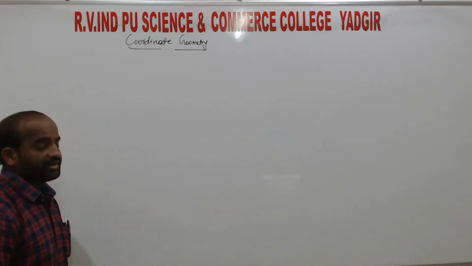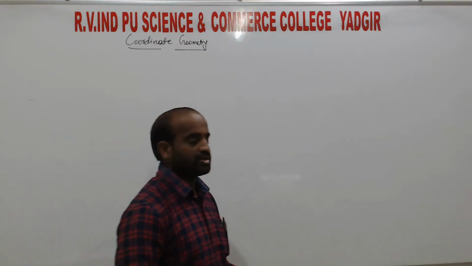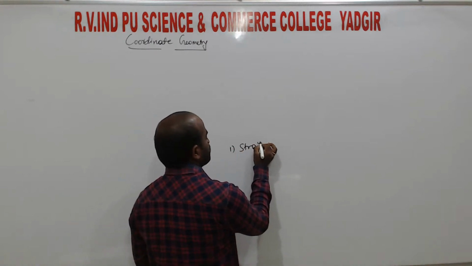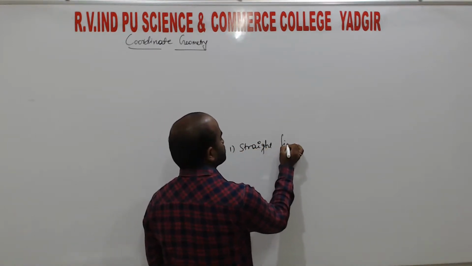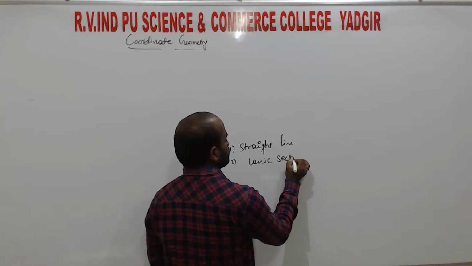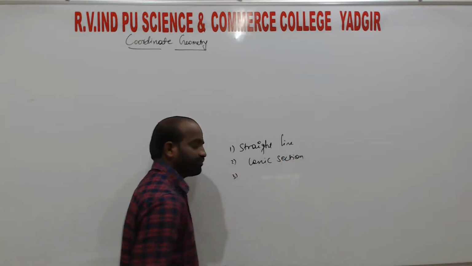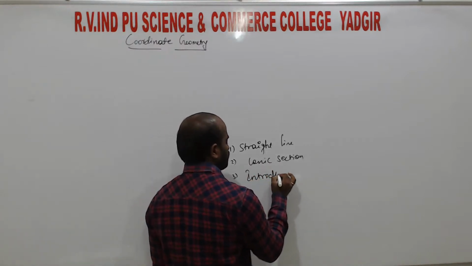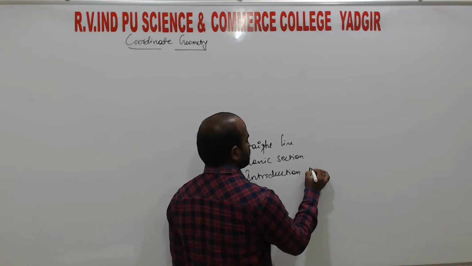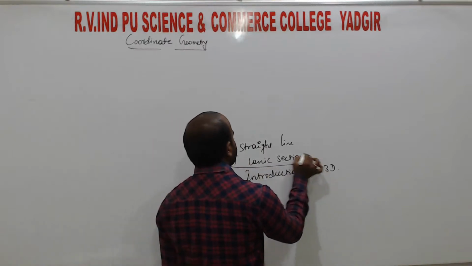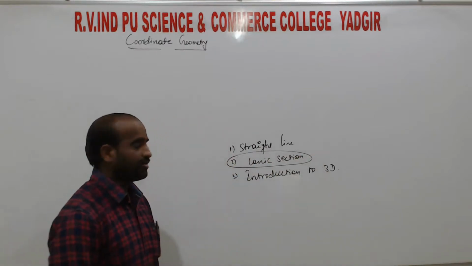Okay, today we start a new chapter, coordinate geometry. In coordinate geometry, there are three chapters. First chapter is straight line. Second chapter is conic section. Third one is introduction to three-dimensional geometry.